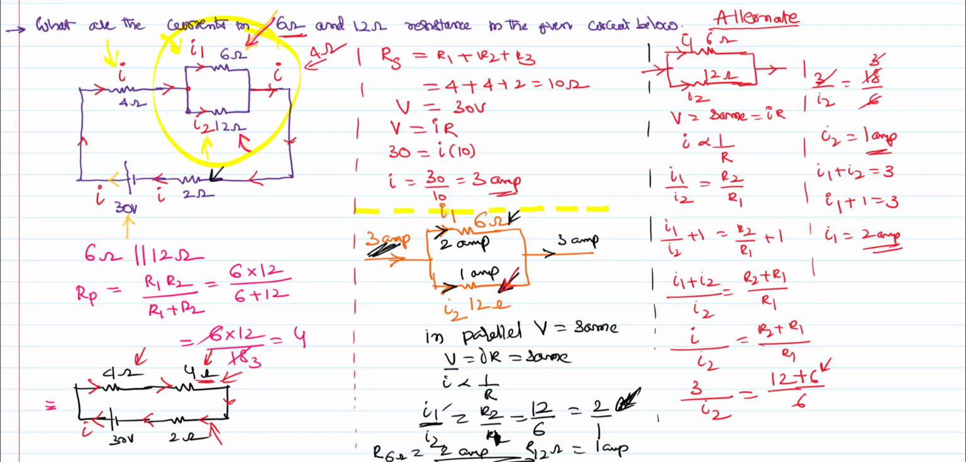I get back to the same answer that I found earlier, 2:1. So the currents are distributed as 2 and 1 amperes. Total is 3 amperes. So in either way, you can solve this problem, right?